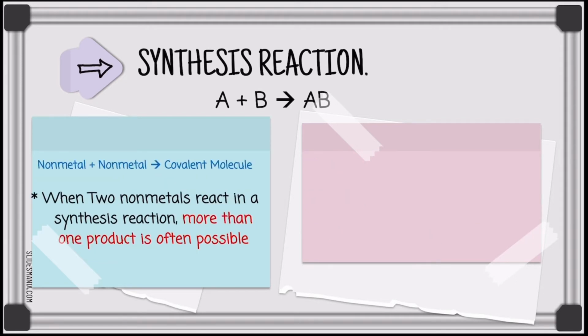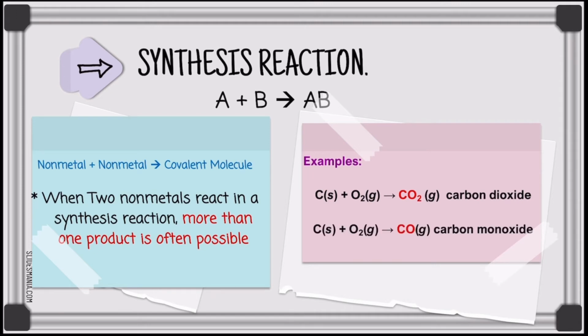Another type of synthesis reaction we can look at is when two nonmetals react. More than one product is often possible. If we take a look at carbon and oxygen, the product of these two reactants is usually carbon dioxide. But when the air or the oxygen supply is restricted, incomplete combustion can result in the production of carbon monoxide.